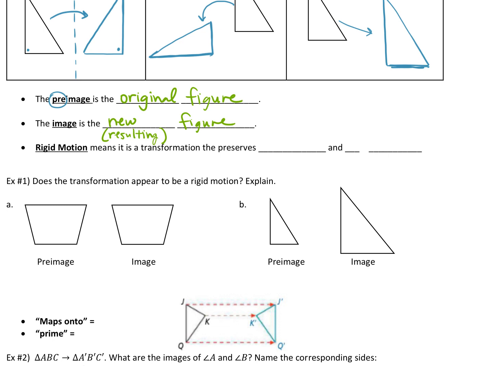No, probably not. The last thing is called a rigid motion. That means that a transformation will preserve distance and angle measure. Here's another way of saying a rigid motion: it is something that stays the same size.